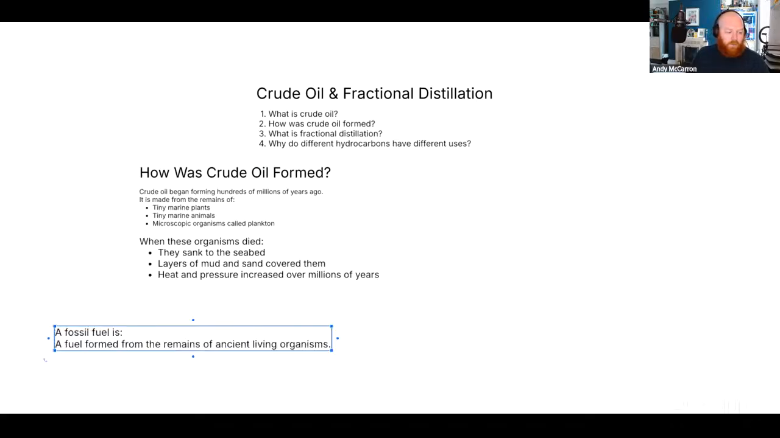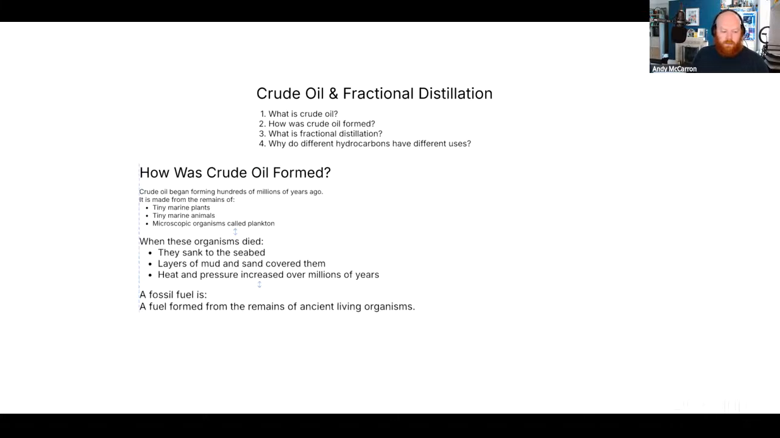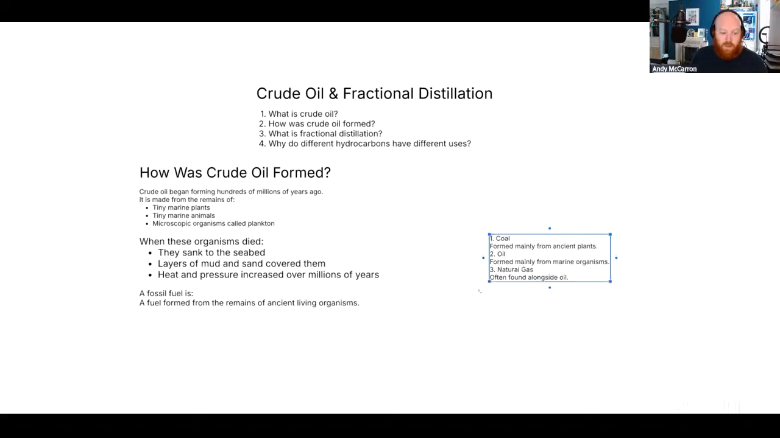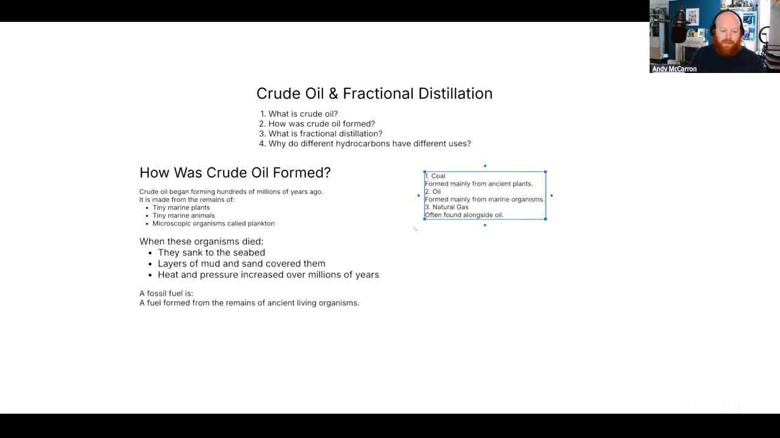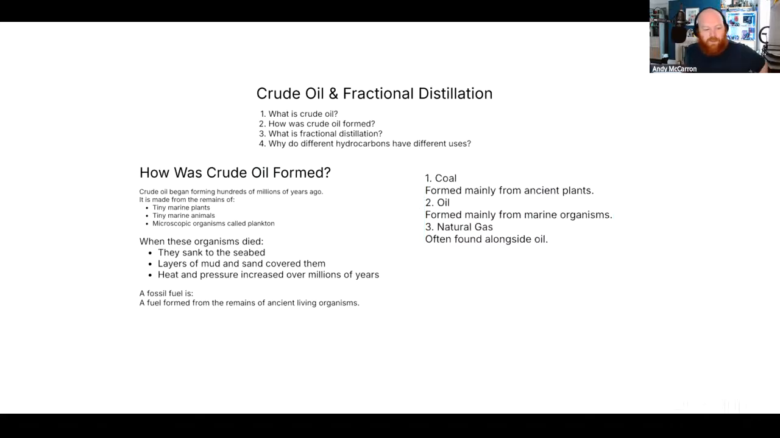And so a fossil fuel is not something that we can just make in a human lifetime. And there are three main fossil fuels that I'm hoping you should know. Our three main fossil fuels are coal, which formed mostly from ancient plants, oil, which formed mainly from marine organisms, and natural gas, which often forms alongside oil.